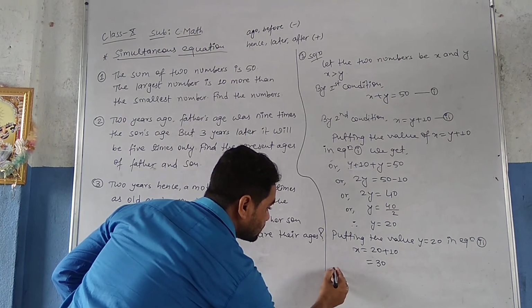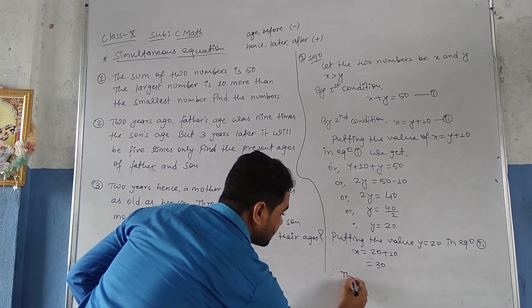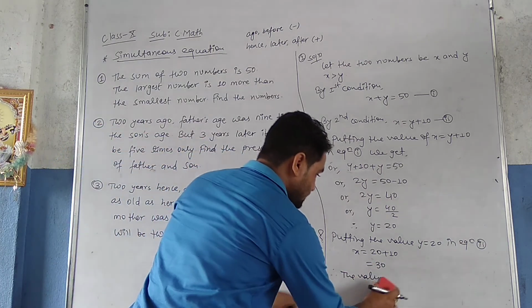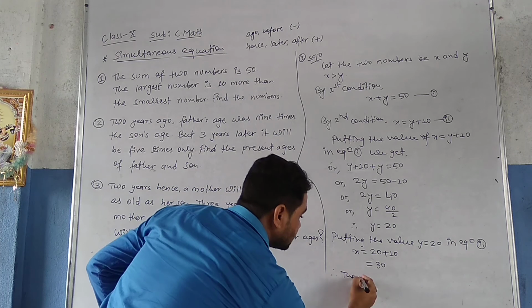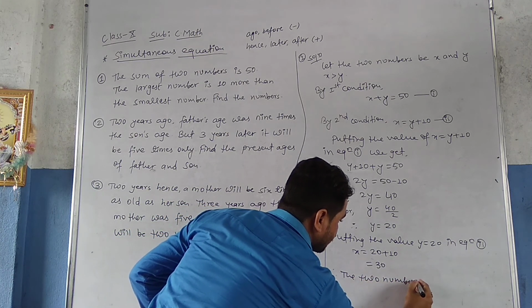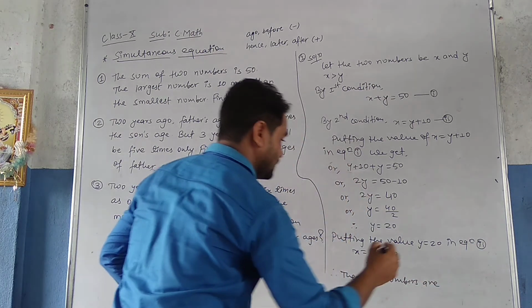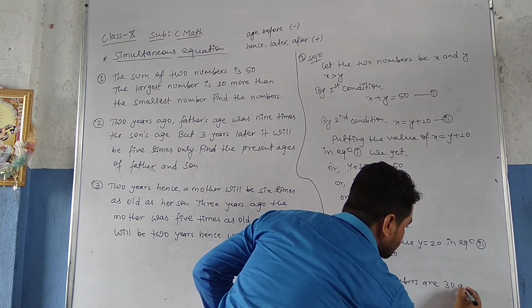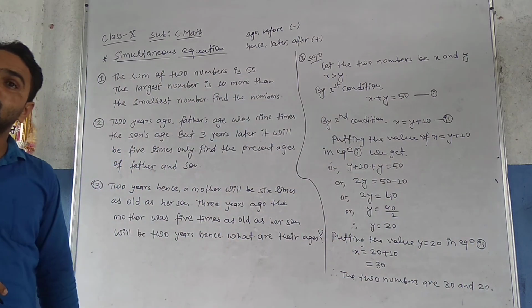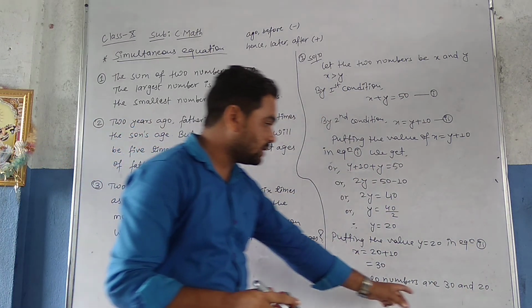Therefore, lastly we have to write the conclusion. Therefore, the two numbers are 30 and 20. Let's look at that.